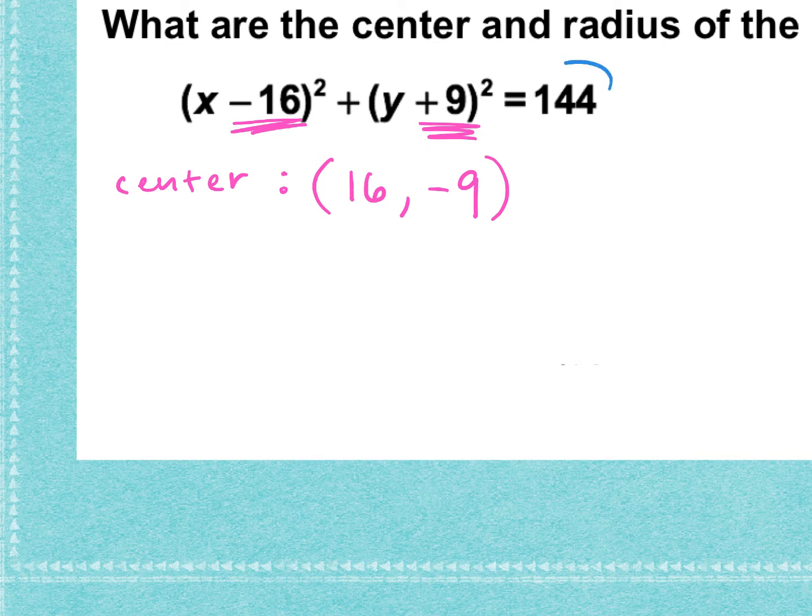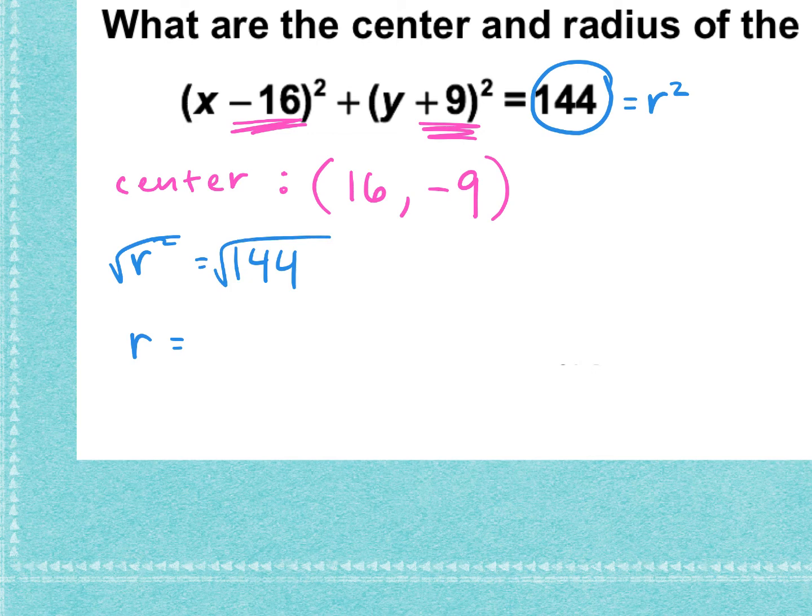Next we have our radius. So 144 is equal to our radius squared. So r squared is equal to 144. How do we find what just r is equal to? What do we have to do? Take the square root of both sides. Perfect. What's the square root of 144? 12. Awesome. So our radius is 12.